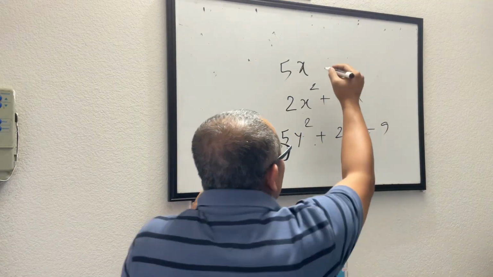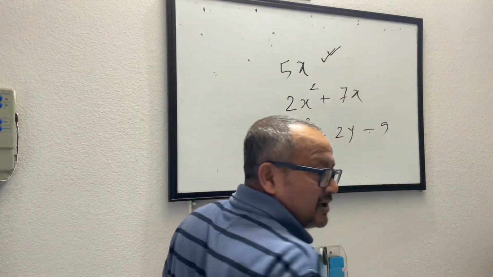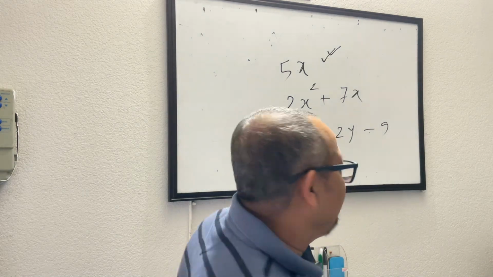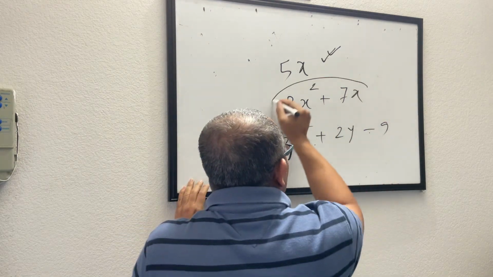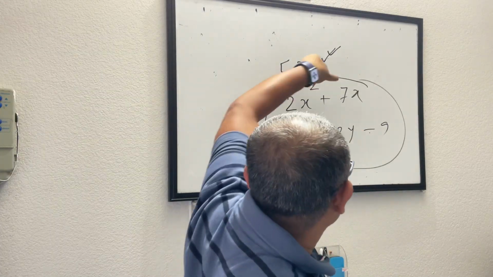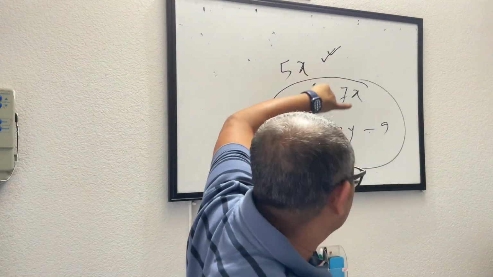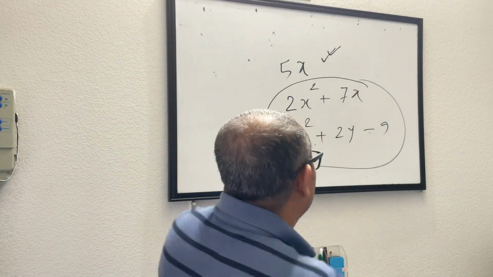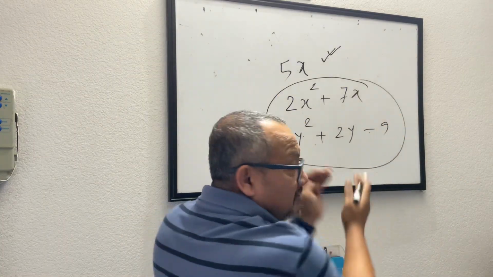So when you have an expression with only one term, that is a monomial. When you have more than one term, that is called a polynomial. When you have two terms, that is called a binomial. When you have three terms, that is called a trinomial, or everything together. When we have more than one term, that is called a polynomial.